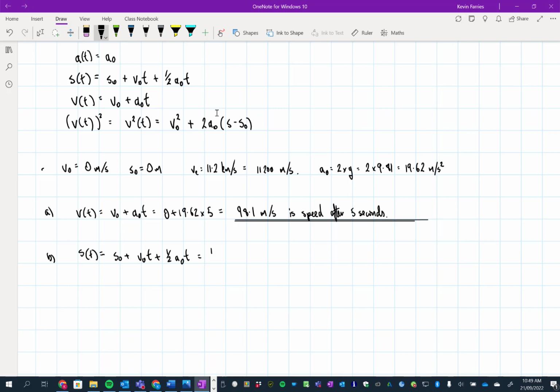S0 and V0 are 0, so that's just going to be a half times 19.62 times, half AT squared, excuse me. Half AT squared is what that should be. So it's half times 19.62 times 5 squared. I just want to check that I've got it right in the notes. Yep. And so therefore the distance it's going to have travelled is 0.5 times 19.62 times 5 squared, which is 245.25 metres.